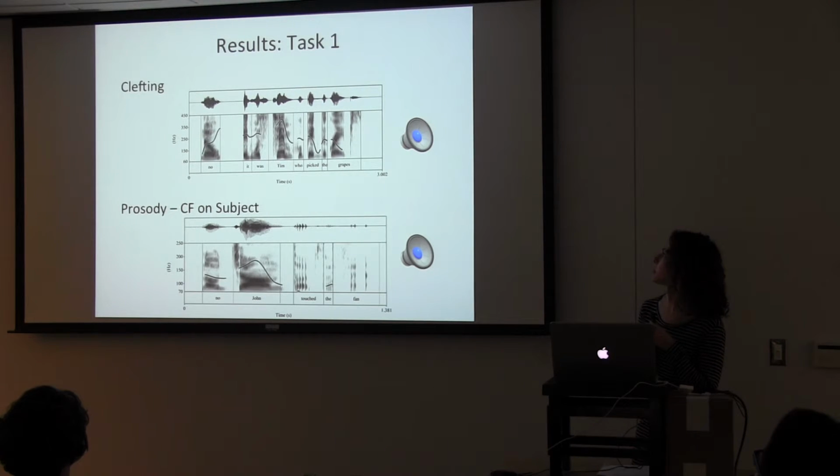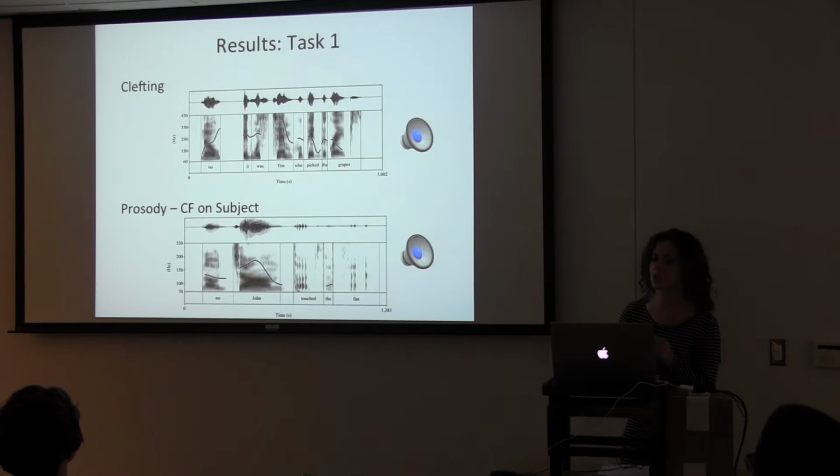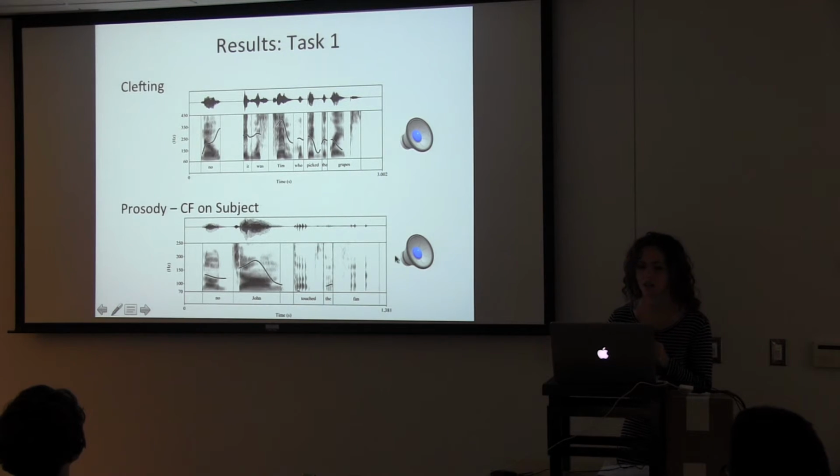For the first task, this is just an example of clefting. This is what I coded. The sentence was, no, it was Tim who picked the grapes, and this is an example of what they said: no, it was Tim who picked the grapes. So that's an example of clefting. The second one was, no, John touched the fan. This is where the contrastive focus was placed on the subject. No, John touched the fan. Okay, so you can see that the high pitch was on John.